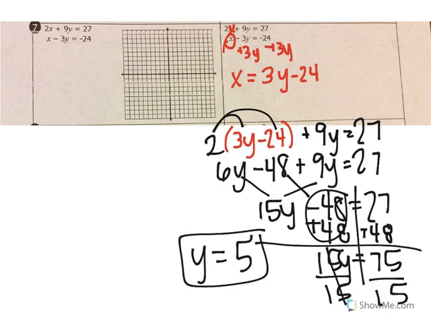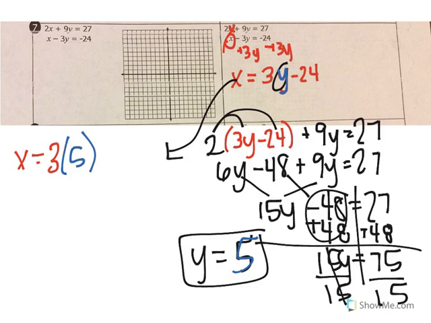Okay, now that I know that y is equal to 5, I can plug that back into this equation up here. And I'm going to rewrite that over here, and I'll make y blue this time. So x was equal to 3 times my y that I just found here, which is 5, and then I'll subtract 24. So x equals 15 minus 24, and then all I have to do is reduce that.